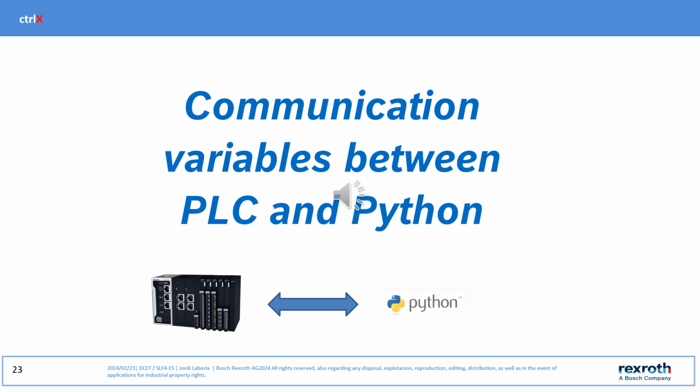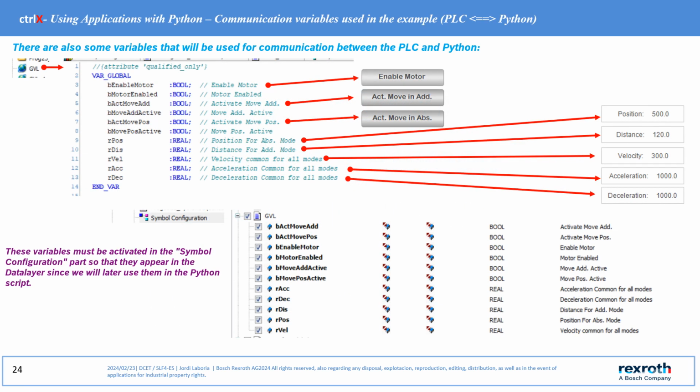Communication variables between PLC and Python. These are the communication variables we are going to use in the example: enable motor, activate motion mode in additive position, activate motion mode in absolute position, set points we will send to the Python script: position, distance, velocity, acceleration, deceleration.